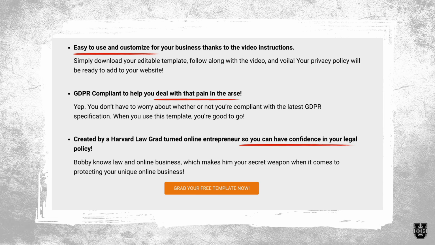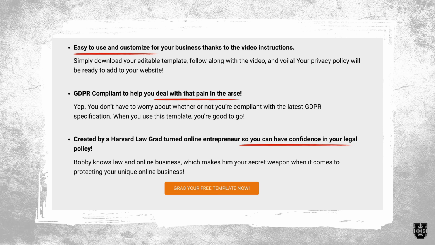But let's look at some other examples of bullets. Again, easy to understand. I think this is from describing my privacy policy. "Easy to use and customize." That right there is the benefit. And then it says "thanks to the video instructions." So instead of saying it comes with video instructions so that it's easy to use and customize, I simply went straight with the benefit. But it's tied into a feature, right? It's tied in so that you can see how it works.